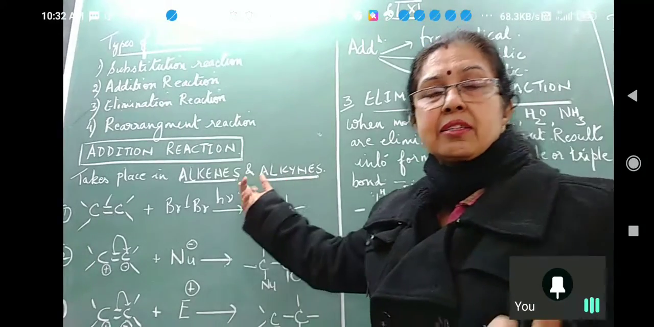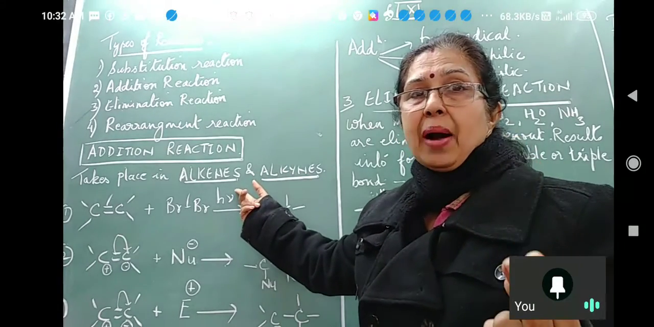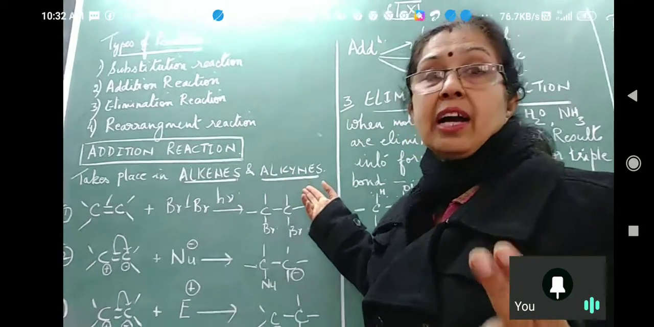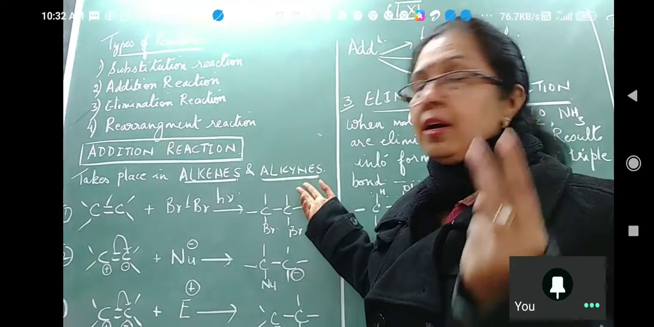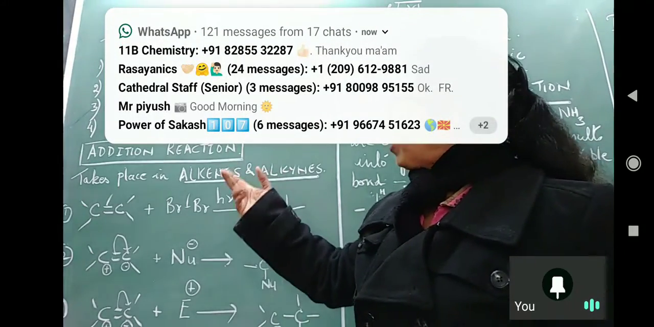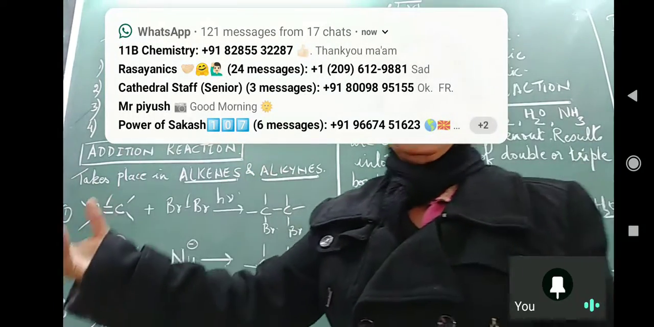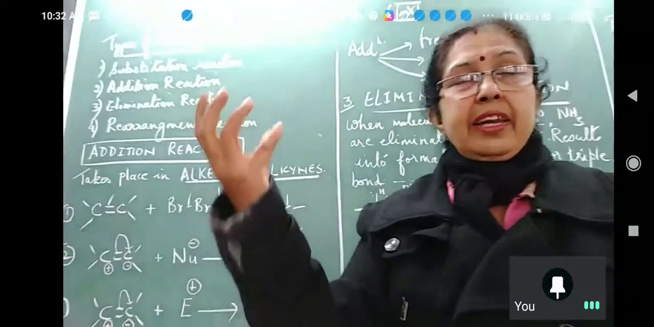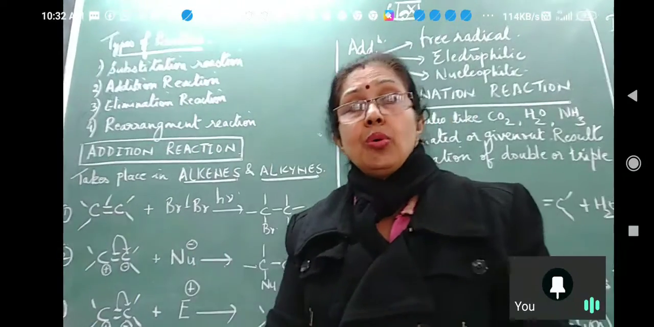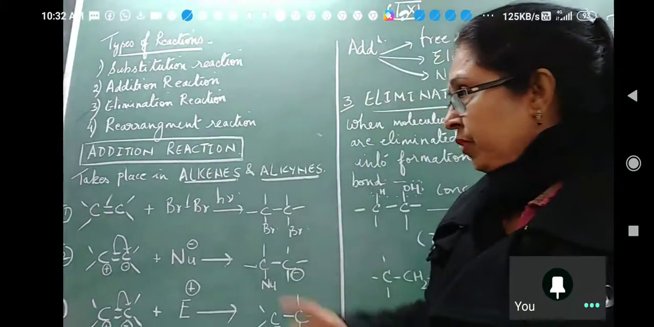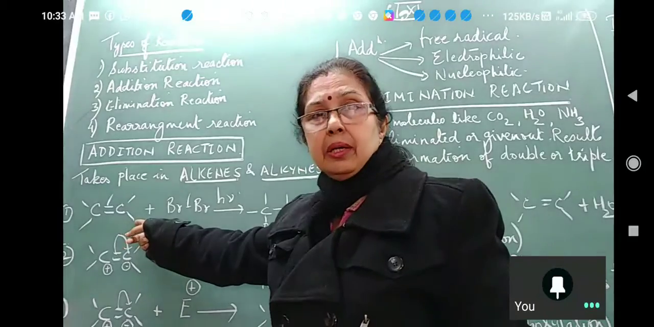What is characteristic of alkenes? Presence of a pi bond. Alkynes have got two pi bonds. So if the pi bond will break, then only any molecule or any reaction intermediate will be able to add on to the molecule. Now I have given the first example here.